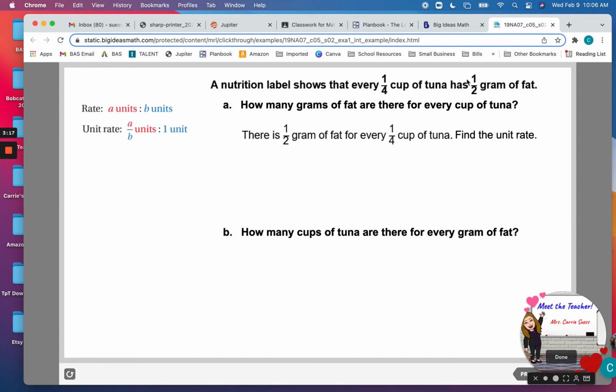So how much fat is per 1/4? We have a 1/2 gram of fat per 1/4 cup. Write this down. You see how we wrote this? That make sense so far? So we need to make this per 1 cup. Okay, so we're going to divide that. 1/2 divided by 1/4 equals 2. So you're going to have 2 grams of fat for every 1 cup of tuna.